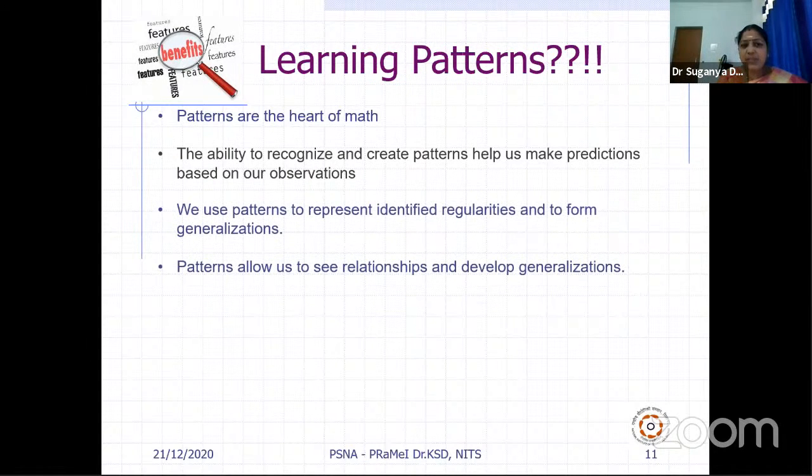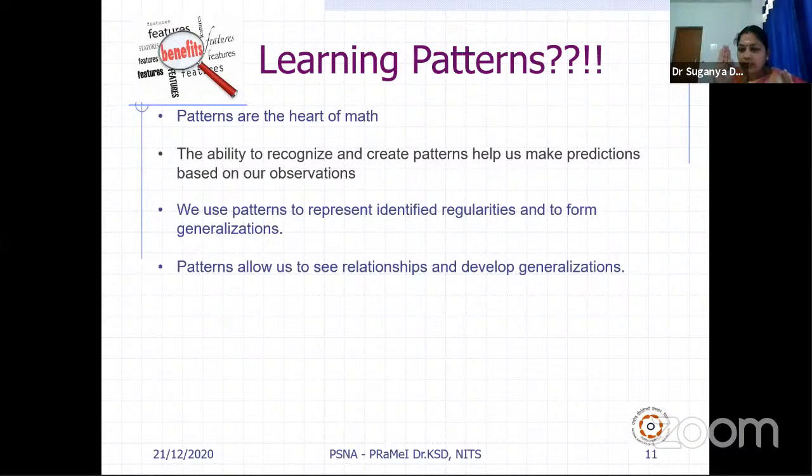And the next is we use patterns to represent identified regularities and to form generalizations. For example, in the previous slide, I can tell that the thing is following red, blue, green. This is called generalization, that is, identifying regularities and forming generalizations. And the next is patterns allow us to see relationships and develop generalizations.